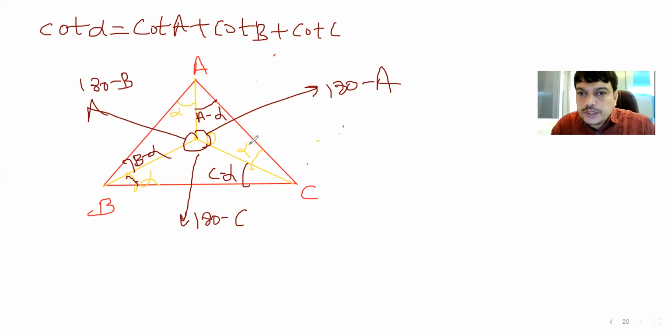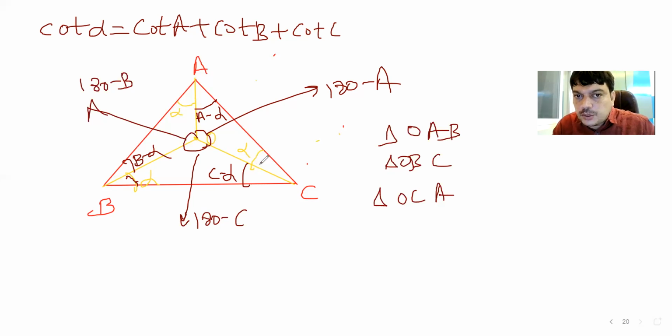సో మనం సైన్ రూల్ యూస్ చేసేటప్పుడు స్మాల్ ట్రయాంగిల్స్ లో ఏవైనా టూ ట్రయాంగిల్స్ తీసుకోవచ్చు. OAB ఒక స్మాల్ ట్రయాంగిల్, OBC ఒక స్మాల్ ట్రయాంగిల్, OCA ఒక స్మాల్ ట్రయాంగిల్. ఈ త్రీ స్మాల్ ట్రయాంగిల్స్ లో ఏ టూ తీసుకున్నా వాటికి ఒక కామన్ సైడ్ ఉంటుంది. ఆ కామన్ సైడ్ ని ఎలిమినేట్ చేసి ఈ రిజల్ట్ ని డిరైవ్ చేయొచ్చు. సపోజ్ ఈ టూ ట్రయాంగిల్స్ తీసుకుంటే, దట్ ఈస్ OBC అండ్ OCA.